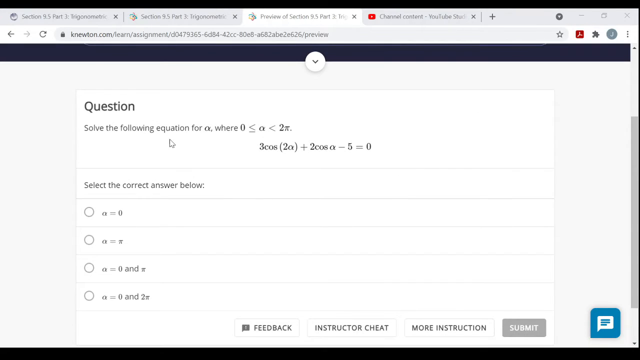So it says to solve the following equation for alpha. But not find all the solutions for alpha, all possible alphas. They just want the values of alpha that make this true that are between 0 and 2 pi. Now notice here, I'll write it out. Let's go to a piece of paper. I'll write out the equation.